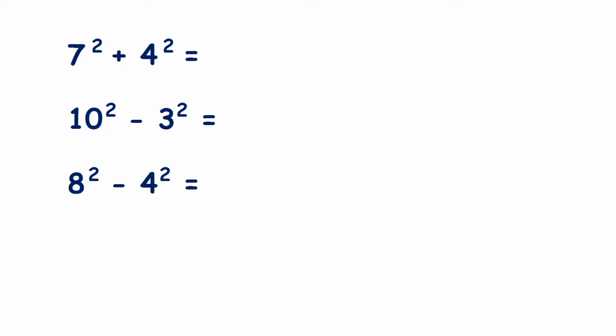Sometimes you'll see square numbers in calculations like this. So here we have 7 squared plus 4 squared. So 7 squared means 7 times 7, which is 49, and 4 squared means 4 times 4, which is 16. So we need to add 49 and 16, and that gives us our answer 65. So 7 squared plus 4 squared equals 65.